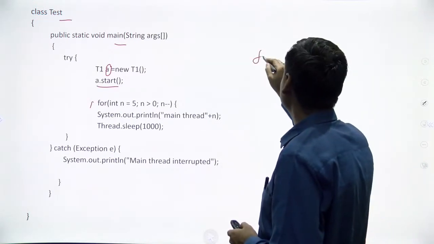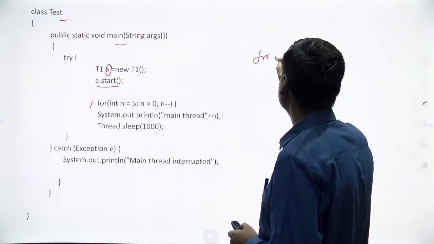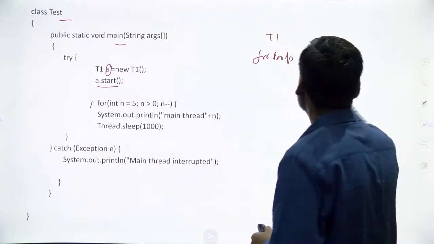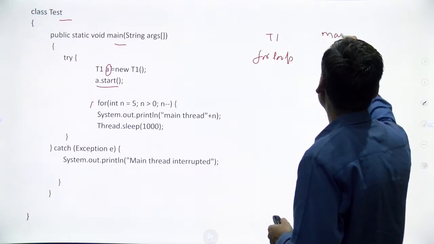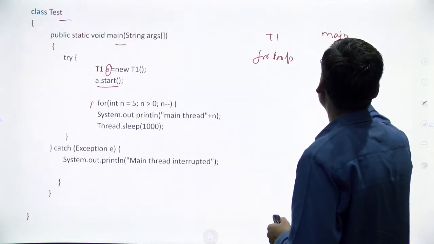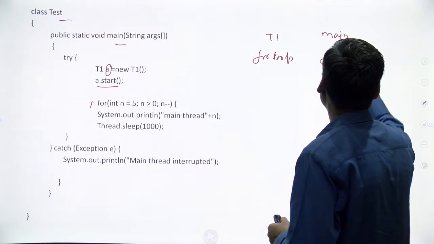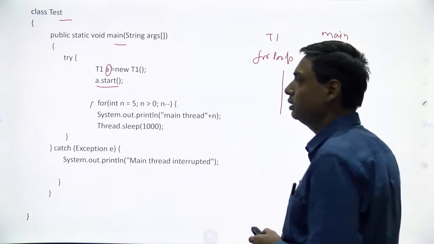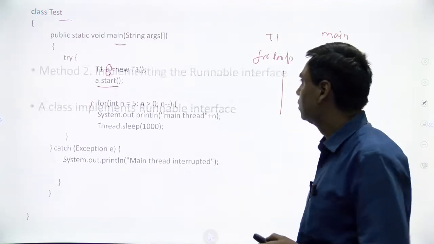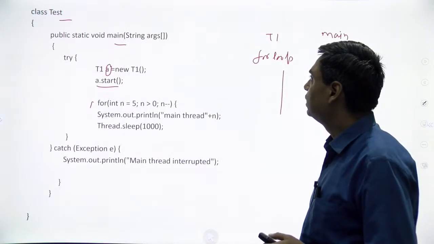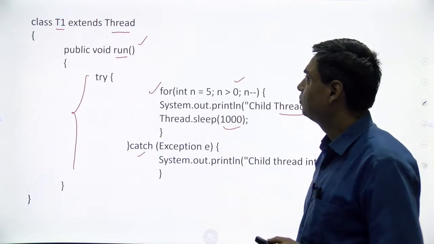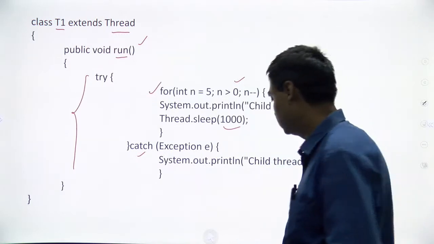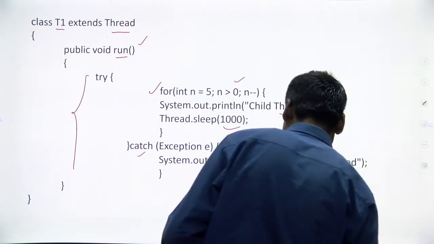So we have a for loop for the T1 class, then we have a for loop for the main method. Both for loops are running simultaneously. Now I am running this program of extending the Thread. So you can observe both the for loops are running simultaneously. We can see it in the program.